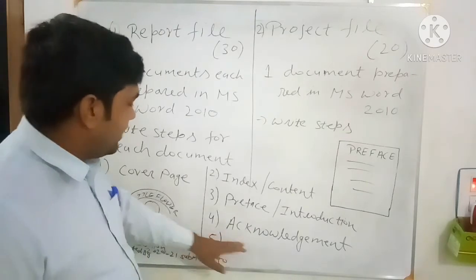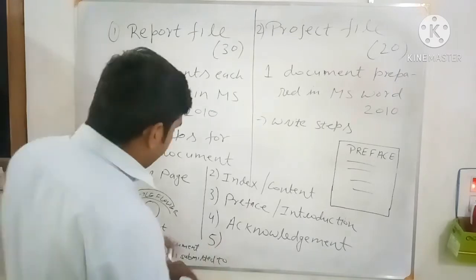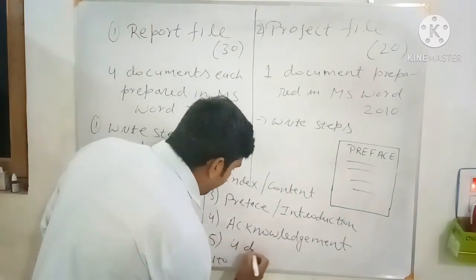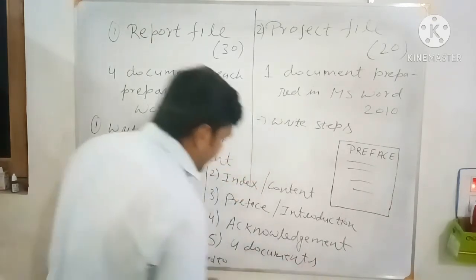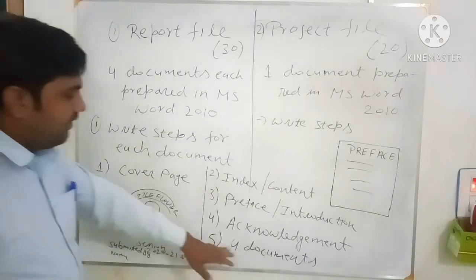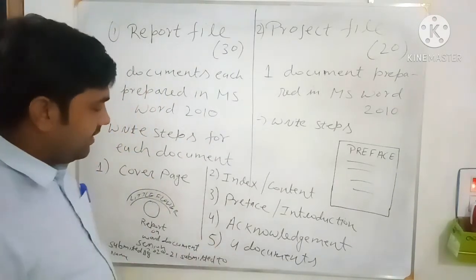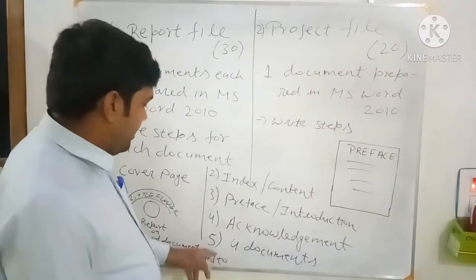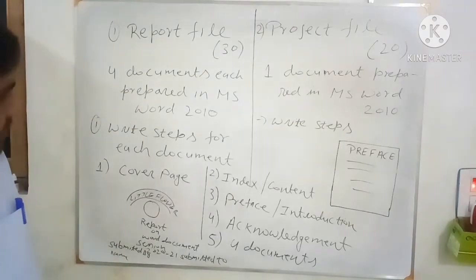So after the acknowledgement page, you place all your 4 documents. Here on the fifth page, after the acknowledgement, there will be your 4 documents in the report file. You put your 4 documents, and after that, on the sixth page, when all the documents you have placed, after the documents you add the page at number 6.